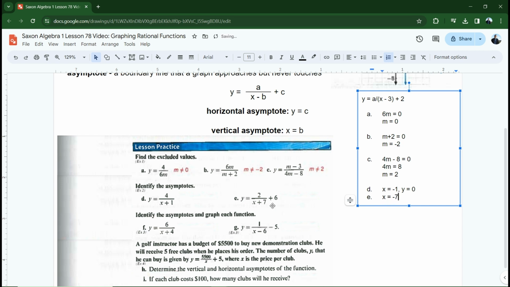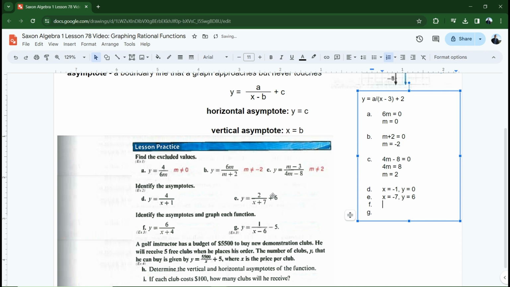Why negative? Because the natural state of the denominator is to be x minus something. This is x plus something, so you need to make it the opposite to make it work. -7 plus 7 equals 0, and I can't divide by 0. Y equals whatever number is being added out here, regardless of positive or negative. So in this case, y equals +6 is my horizontal asymptote. All right, let's move along.